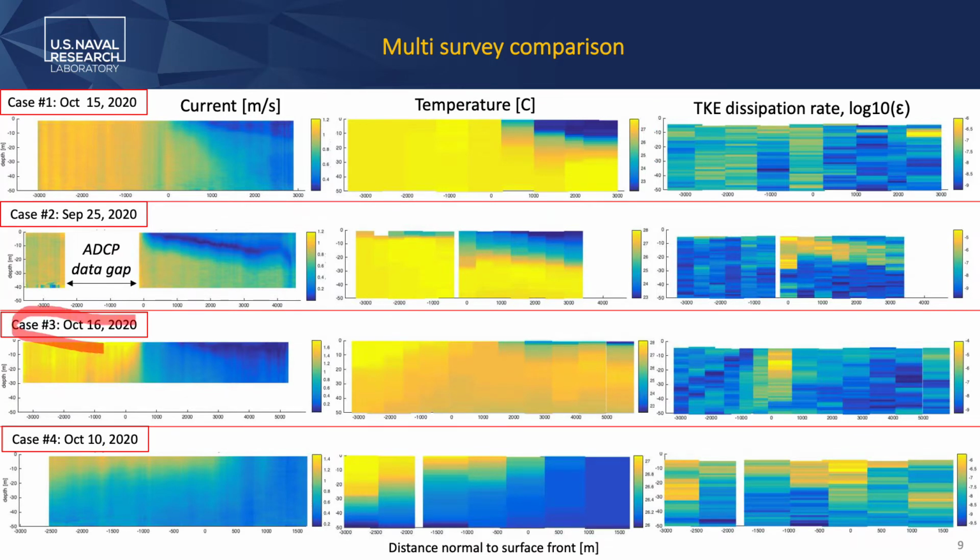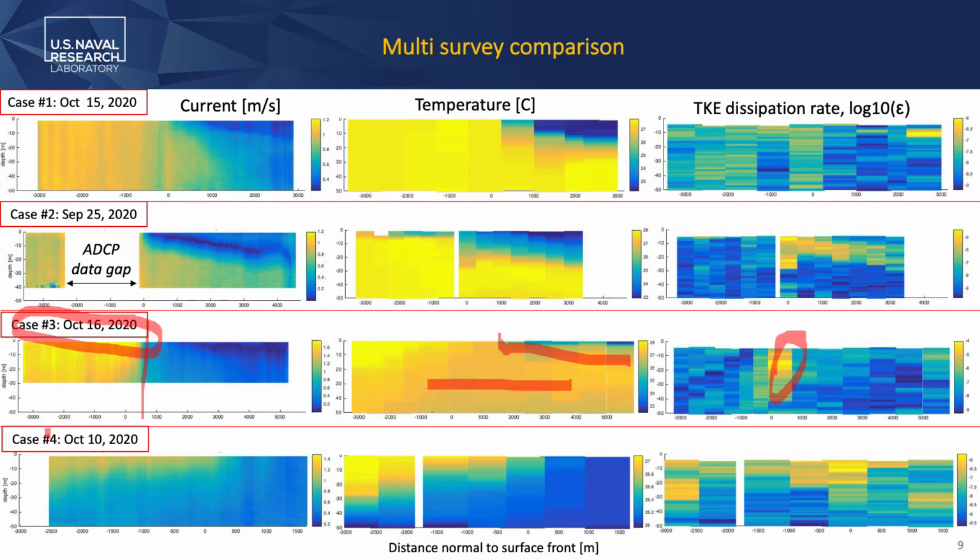In case number 3, we're seeing a very different structure of the north wall. It's pretty much vertical here, separating the fast and the slow waters. The temperature is uniform across the front except for a thin sliver of colder water on the shelf side, and of course all of the dissipation is focused at the current shear.